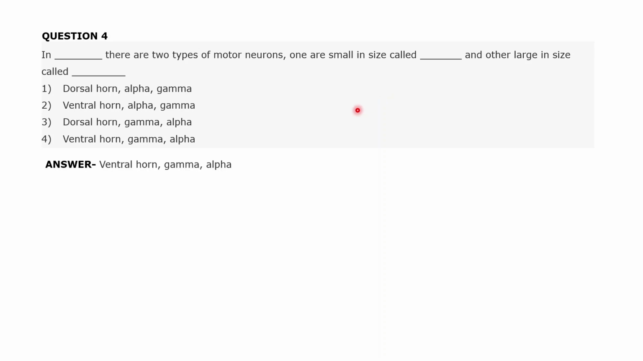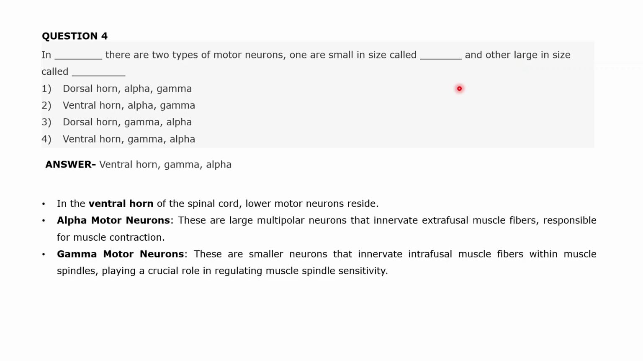So the answer to this question is, in the ventral horn there are two types of motor neurons. One is small in size, called gamma, and the other is large in size, called alpha motor neurons. So basically these are the two different motor neurons. Motor neurons are present within the ventral horn, right? Basically those are mostly sensory in nature.